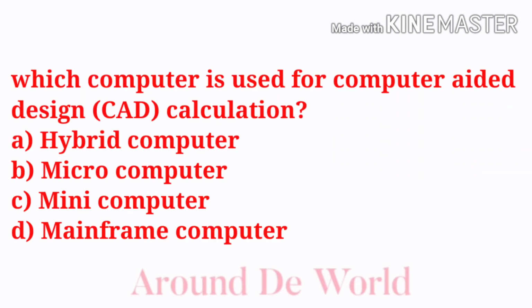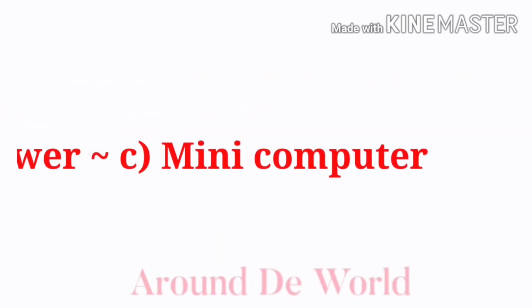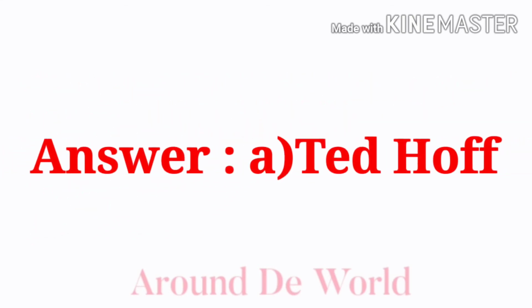Handheld computer. Which computer is used for computer aided design calculation? A. Hybrid computer, B. Microcomputer, C. Mini computer, and D. Mainframe computer. And the correct answer is option C. Mini computer. Who invented the first microprocessor? A. Ted Hoff, B. Terence Huffman, C. Bjarne Stroustrup, and D. Robert Raman. And the correct answer is option A.